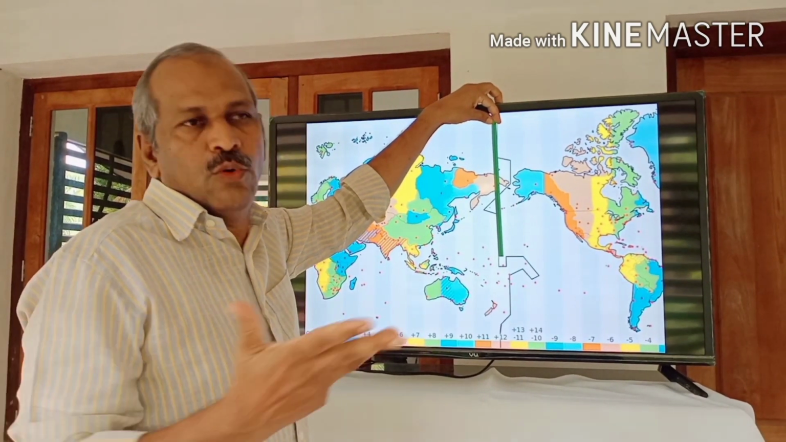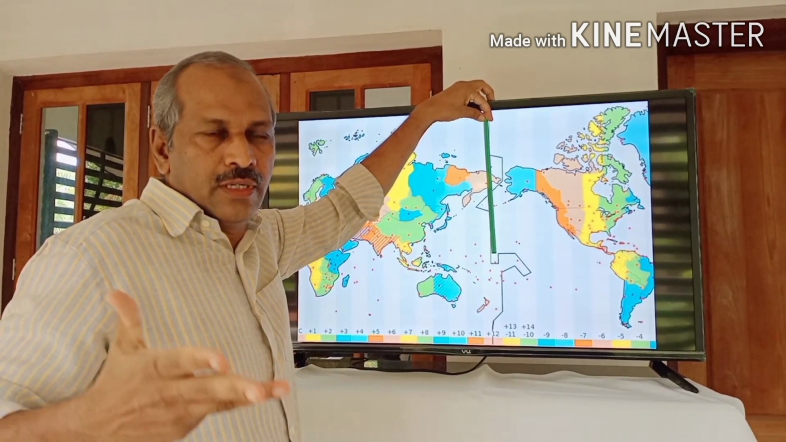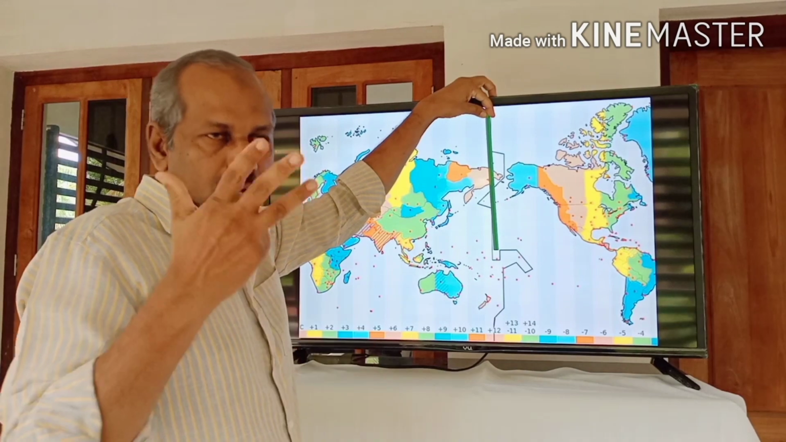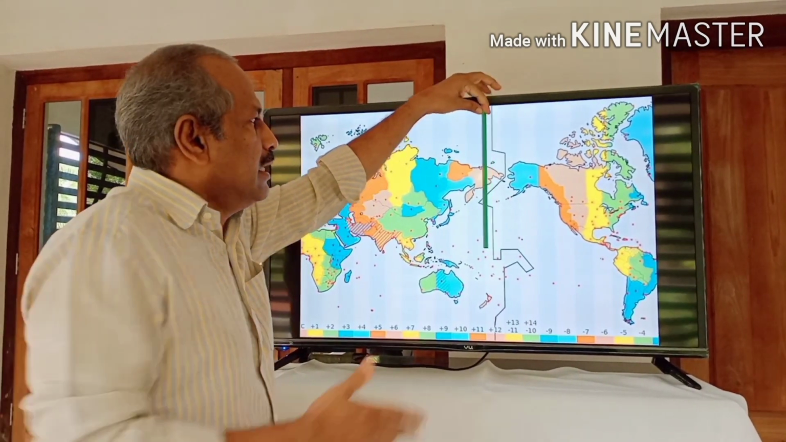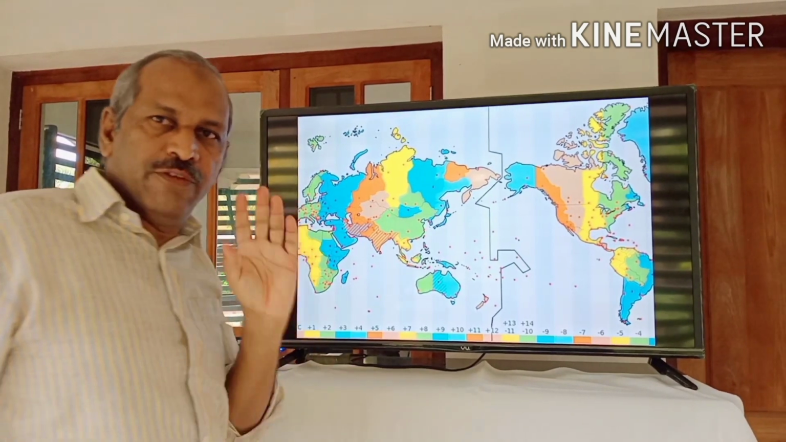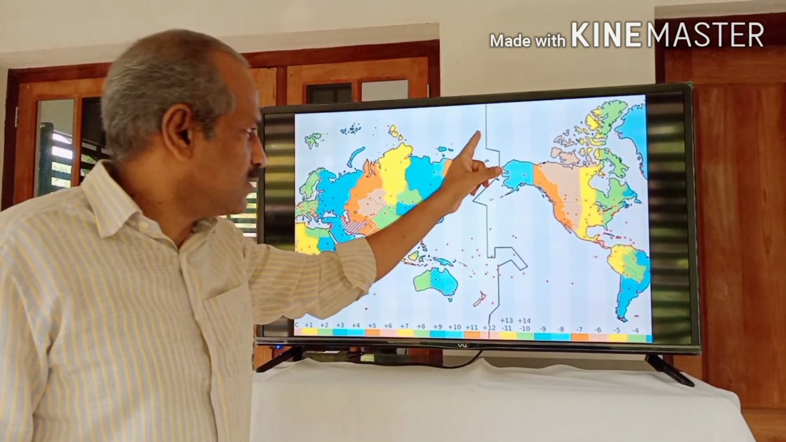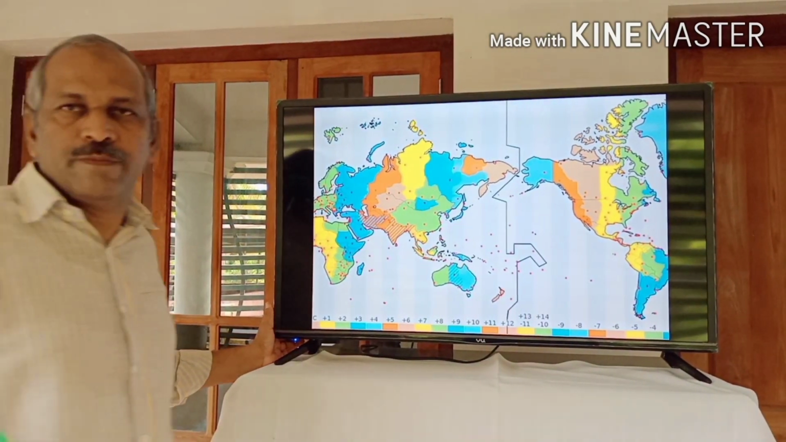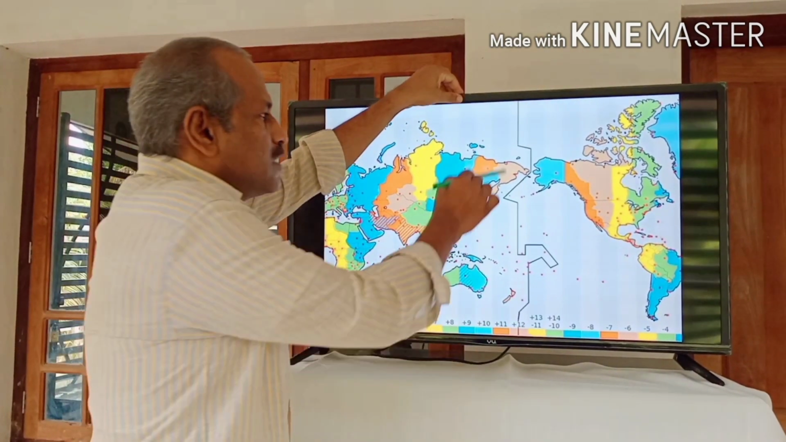So we cannot run an office, we cannot arrange a schedule for meetings. A lot of practical difficulties are there. And to avoid this problem, what is done here, an adjustment has been effected on this line. That is, this line is not a straight line, it is a zigzag line. Certain necessary adjustments have been made. That is, this line doesn't pass through the corresponding land area.